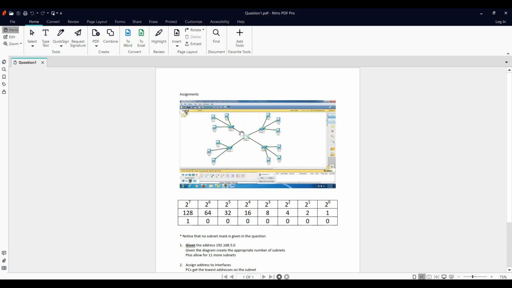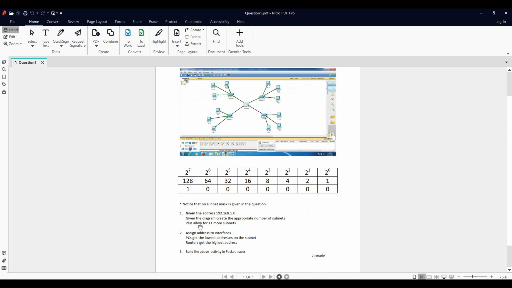We have one router connected to four switches, four networks, and we're given an IP address, and we have to subnet it to 15 networks. We have 4 on this diagram, and it's asking us for 11 more subnets. So that's a total of 15 networks. We're not given the subnet number. We have to assume that, we have to find it rather. So without further ado, let's get into it.